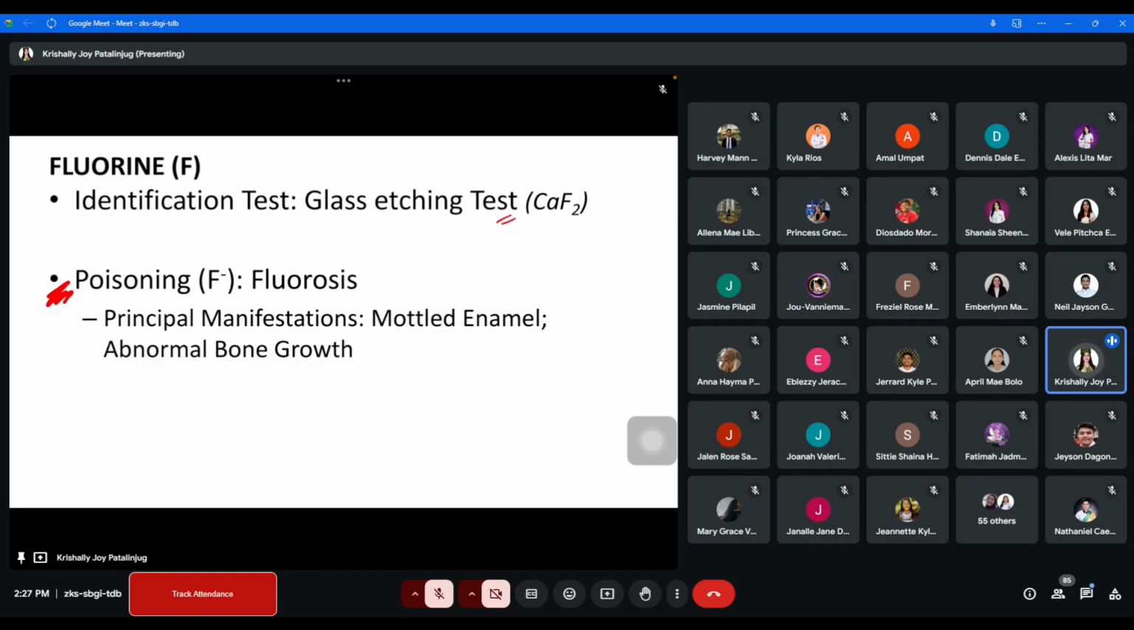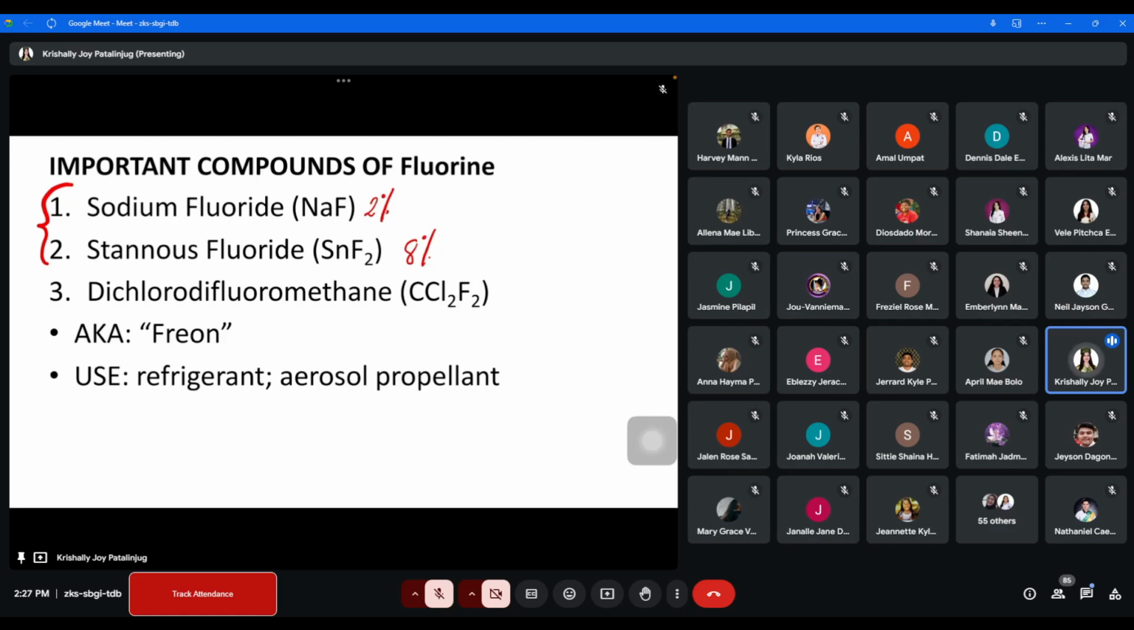And then, ito din, nasabi na itong compound and sodium compound, diba? At 2% concentration of sodium fluoride, anti-carcinogenic. Stannous fluoride at 8%, anti-carcinogenic siya. Then the dichloro-difluoromethane, it's a refrigerant. Freon, kanang sa aircon. Yun yung component.